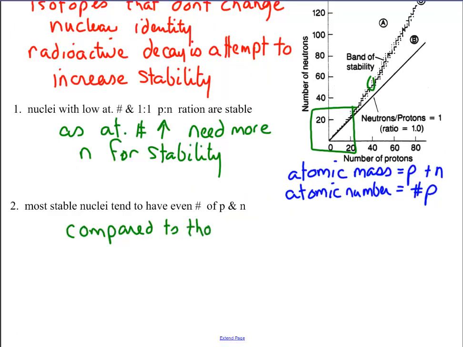Another thing that researchers have found is when they compare atomic nuclei, elements that have an even number of protons and/or an even number of neutrons, then these isotopes tend to be more stable than those that have an odd number of neutrons and/or protons.